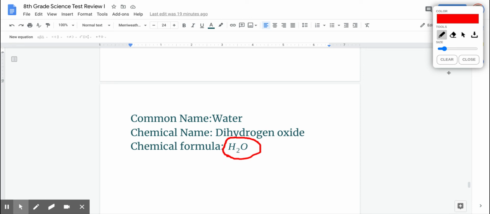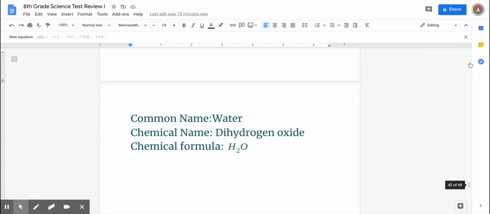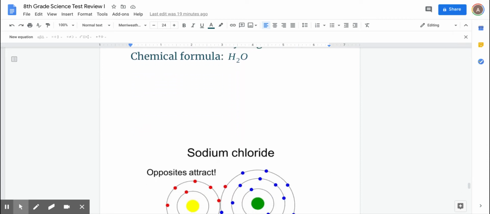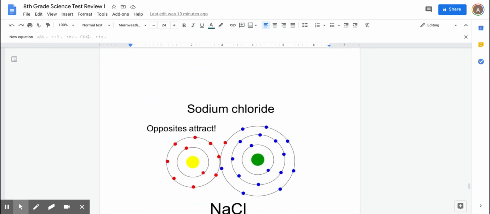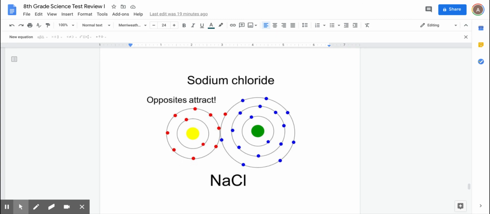So, if you go into a store and ask for dihydrogen oxide, they probably will not know what you're talking about. Here's another one, and again, this is a compound because it has two different elements. Sodium chloride, which you should know by now is salt, is a compound. Sodium chloride is its chemical name, salt is its common name, and here's its formula. It has sodium, Na, and chlorine, and you get sodium chloride.